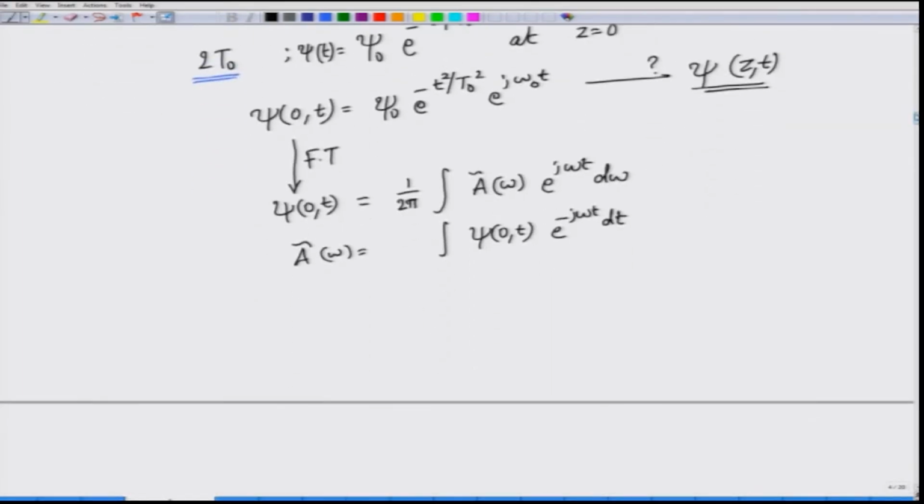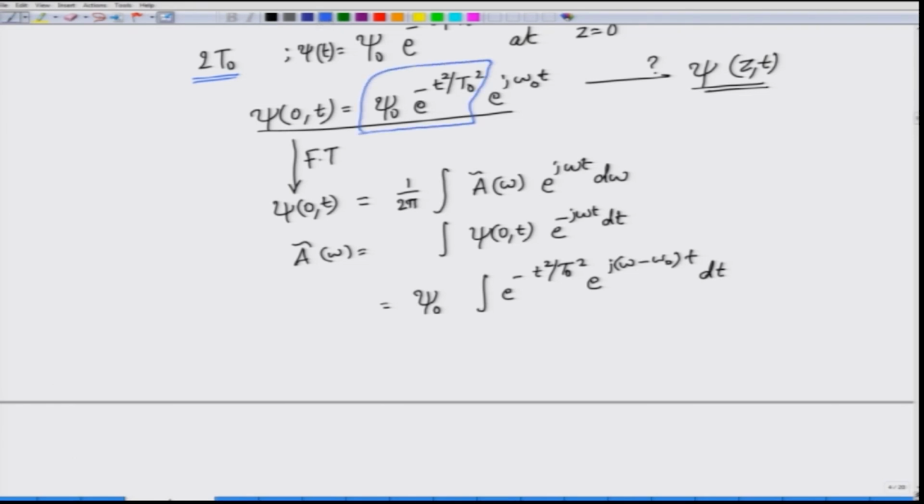If you look at the situation for this particular time dependent variable, you can substitute this here. The amplitude psi 0 being a constant simply moves out of the integral, and here you have e power minus t square by t 0 square e power j omega minus omega 0 t dt. So, clearly this is a modulated waveform, therefore, first find the Fourier transform of this Gaussian pulse and then shift that spectrum by omega 0 in order to get the modulated spectrum.